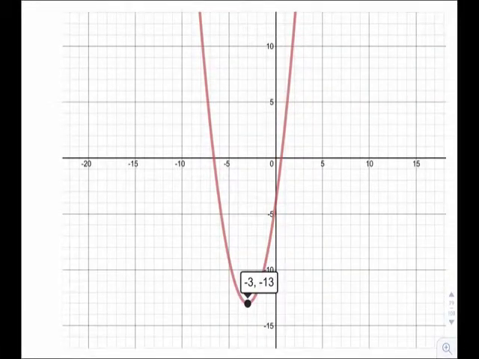So here's the graph of that function. We can see it's a quadratic. It's concave up the whole way. And there's only going to be one stationary point there. You can see at (negative 3, negative 13) because it's a quadratic.